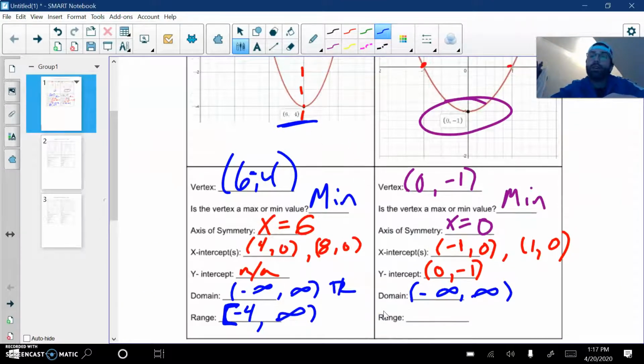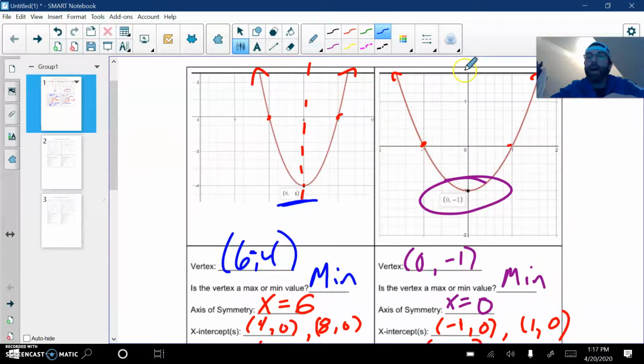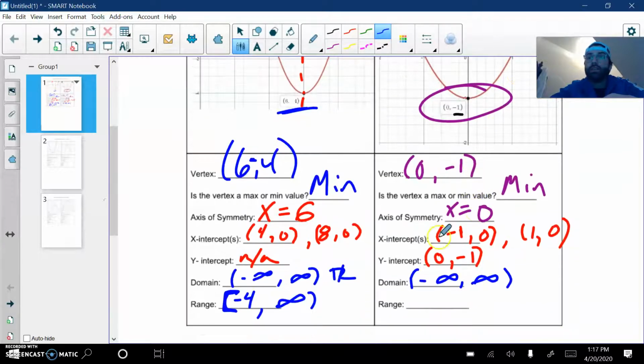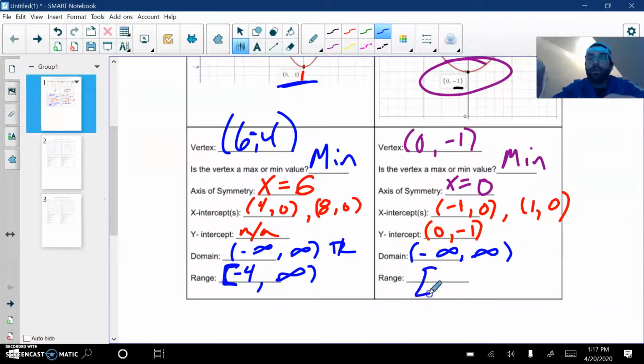Range. Remember range, our lowest possible value for y, read it from bottom to top. Our lowest possible value for y is -1. Remember, we're looking at our y values here. Our highest possible value we can't see since our graph goes off to infinity. So it's going to be including the -1 to infinity. Let's keep going. We're cruising.